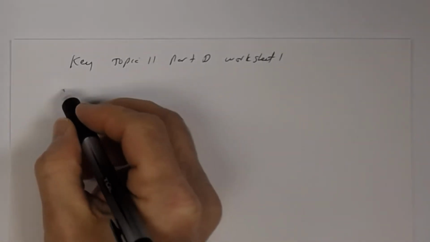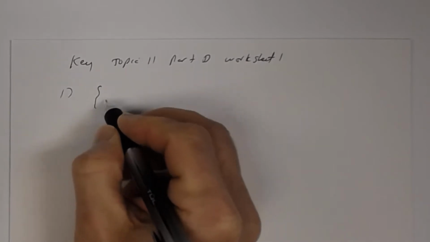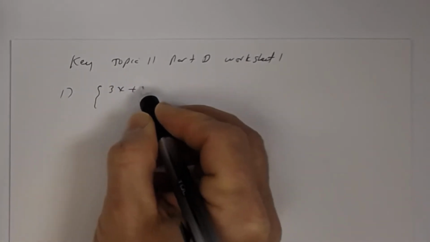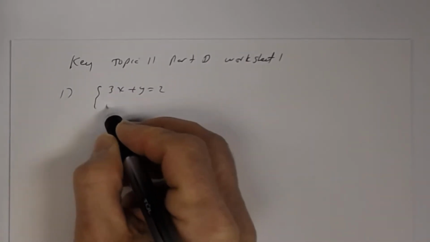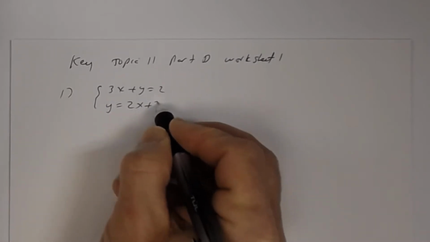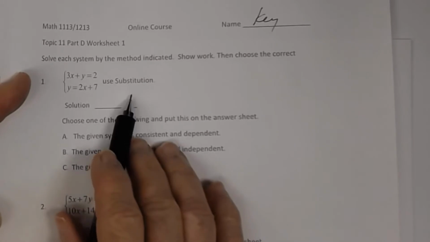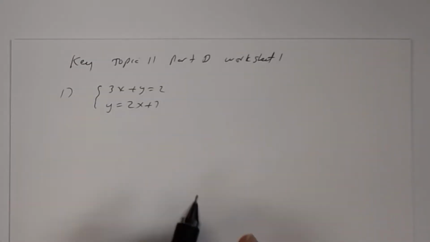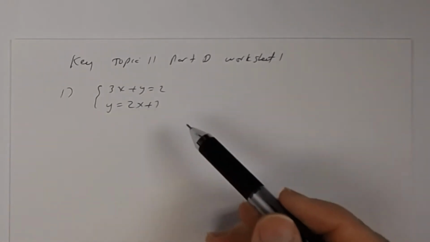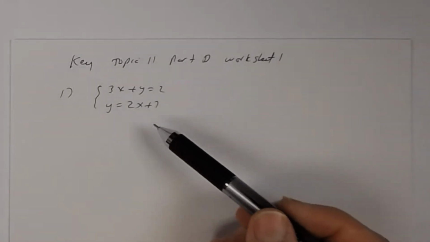So number one, we have this system. We have 3x plus y equal 2, and we have y equal 2x plus 7. And you want to do this by substitution. So make sure you read the direction. The direction says substitution. So remember substitution, basically you're going to pick one of the equations and you're going to solve for one of the variables.